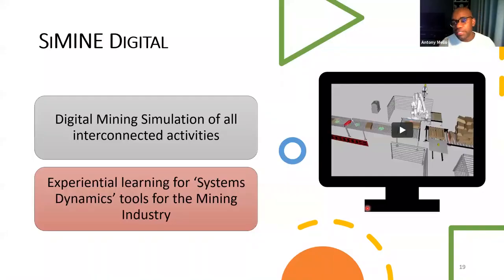So as with many organizations, I presented to you the actual SiMINE physical. What we have done over the past year, over COVID, is develop the SiMINE digital experience as well, which has enabled us to take the SiMINE experience and broaden the reach of it far quicker than we could have post-COVID.